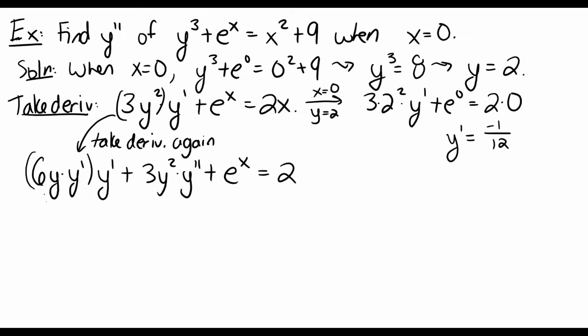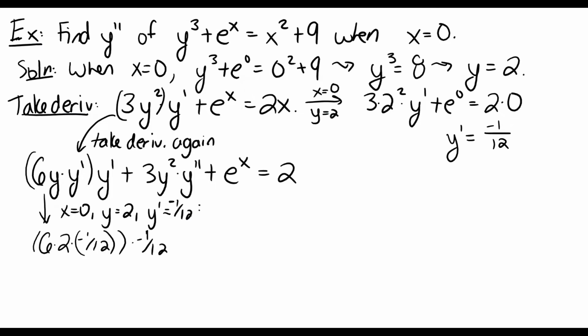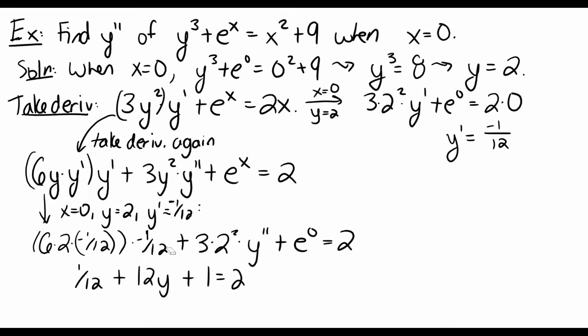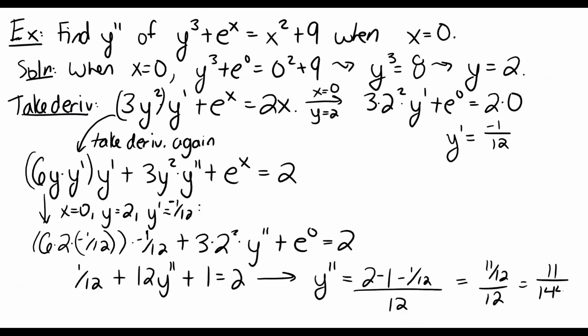Now to find y double prime, we plug in x equals 0, y equals 2, and y prime equals minus 1 over 12, and then we solve for y double prime. Doing a little algebra, we get that y double prime will equal 11 over 12 divided by 12, or 11 over 144. Again, we could have solved for y double prime first before plugging in the values, but it's not necessary, and sometimes it's easier to work with numbers instead of variables.